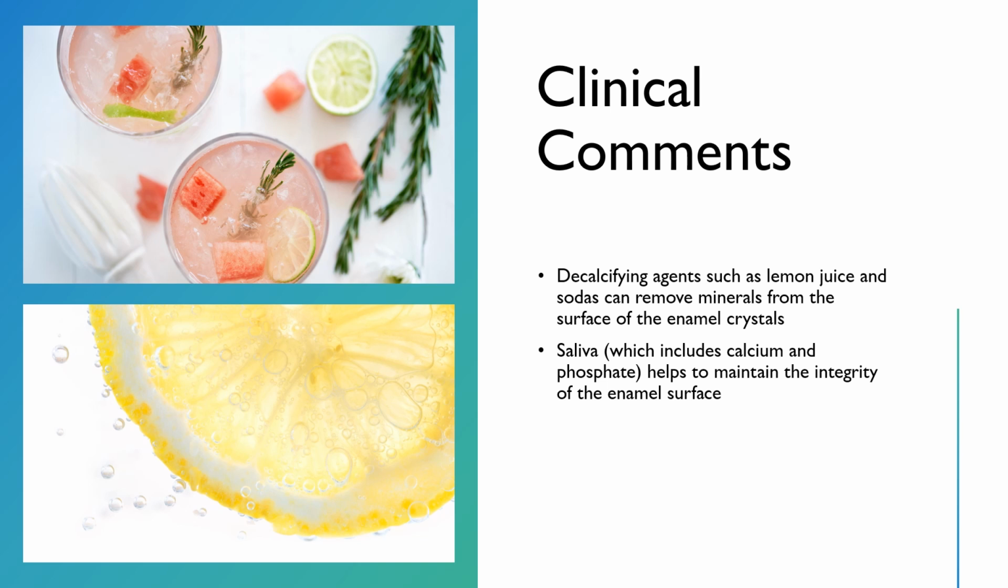And now another important thing to note, there's lots of different agents that can actually penetrate the enamel and decalcify it as well. So things like lemon juice or any citrus or acidic type of fruit, sodas, all of those types of agents can actually remove the minerals from the surfaces of the enamel crystals. And then what happens is our saliva is also there to counteract what's going on. So saliva has calcium and phosphate in it, and it's actually trying to maintain the pH in the mouth.